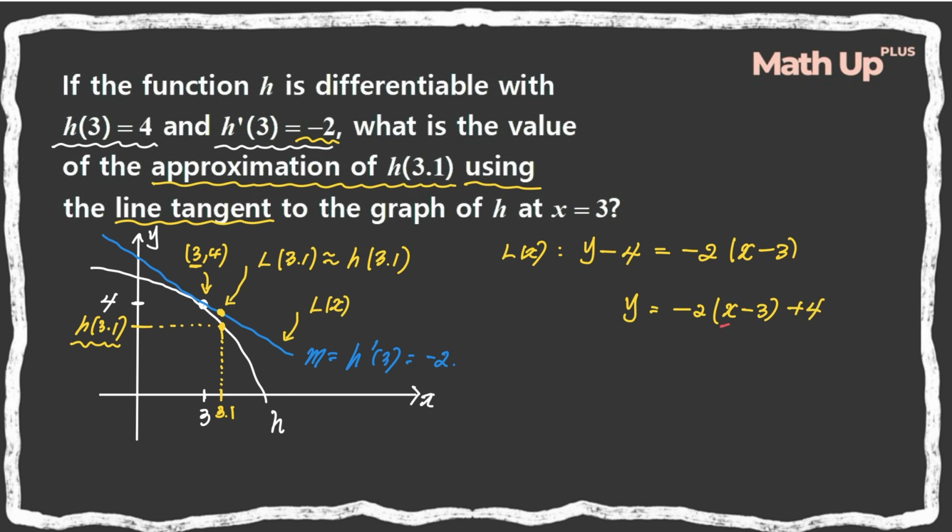And when x is 3.1, the value of y is equal to negative 2 times 0.1 plus 4. So minus 0.2 plus 4, that is equal to 3.8. And this is L of 3.1, and this is the approximation of h of 3.1, right? So the answer is 3.8.